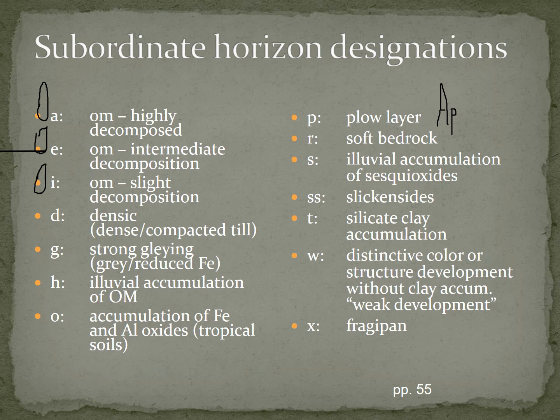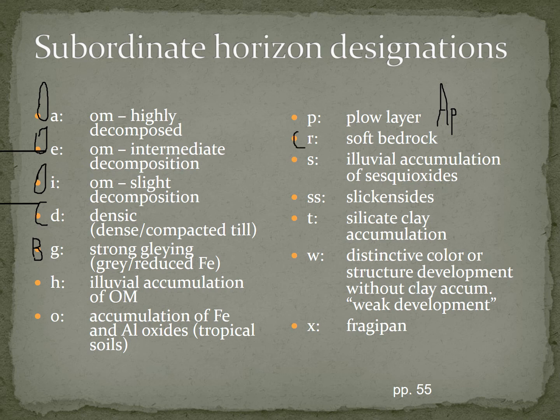D for densic, this is compacted till. This goes with C horizons. So we could have a capital C, lowercase d horizon. All right. G for gray or reduction. This can go with C or a B horizon, for example. So maybe we have a horizon that is waterlogged, and we would call it a BG horizon. Okay.